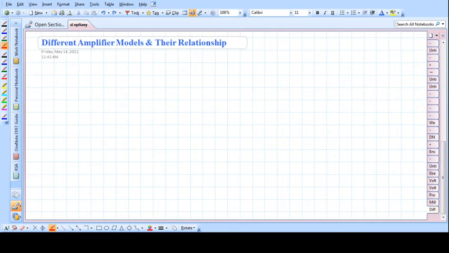Welcome everyone. In this lecture, we will cover different amplifier models and their relationship. So we are very familiar with some amplifier models. The very first one is our voltage amplifier. In general, the gain of the voltage amplifier, denoted by AV, is simply the output voltage by the input voltage, say VI.